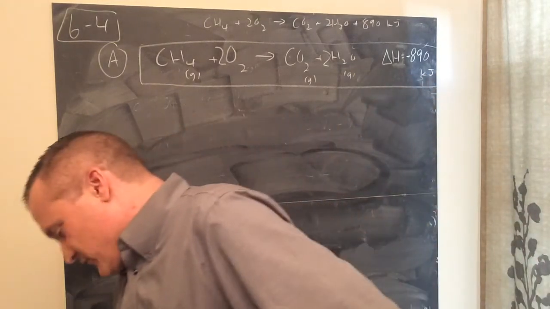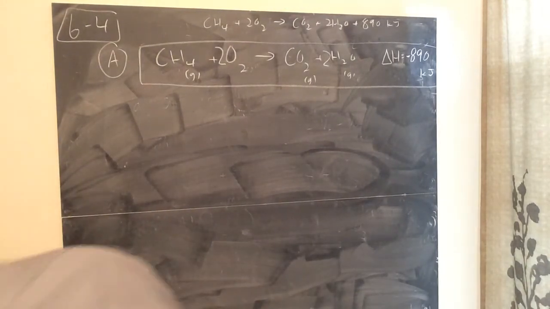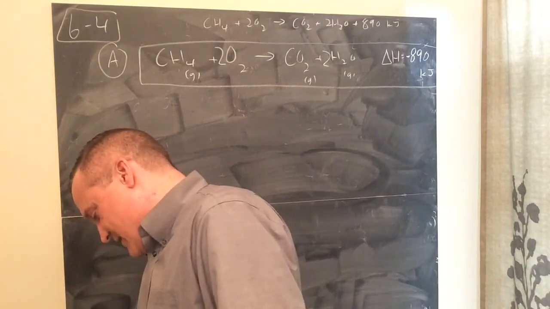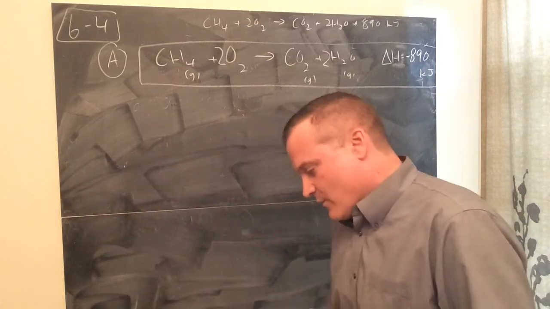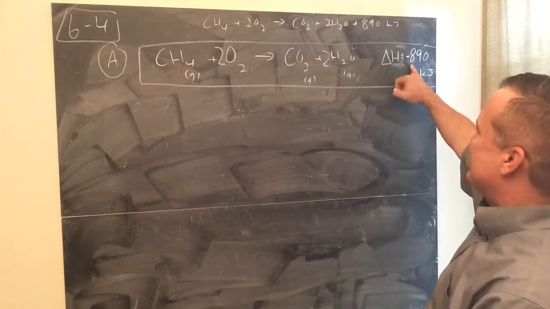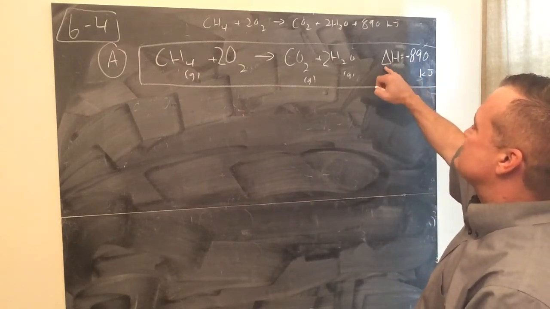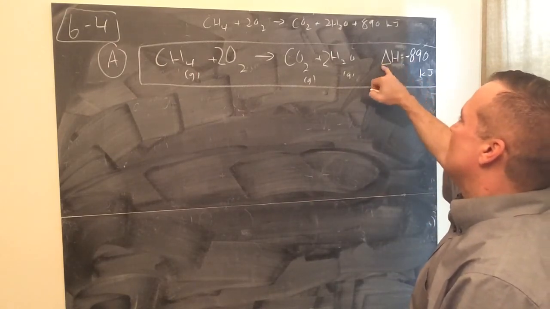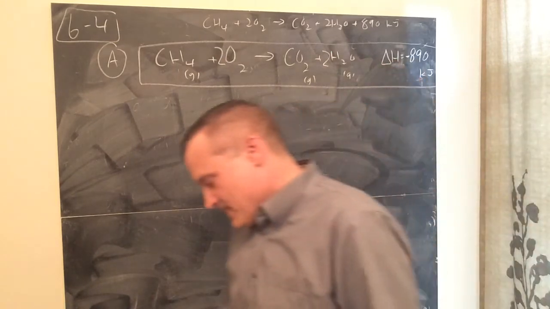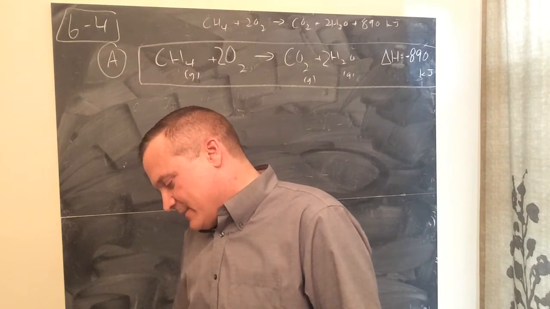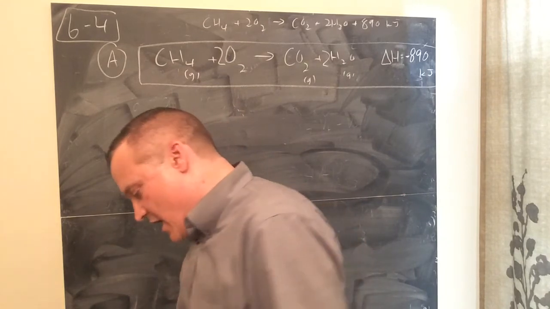All right. So the first question here says, what is the enthalpy change for the reaction? Well, enthalpy change, number one, is negative 890. So number one, that's the change in enthalpy. Delta H is negative 890 kilojoules. Okay. Number two, what is the enthalpy change per mole of oxygen?